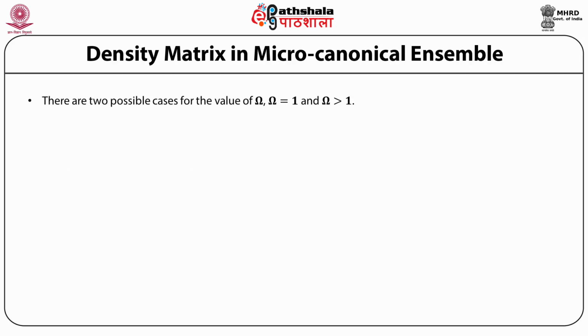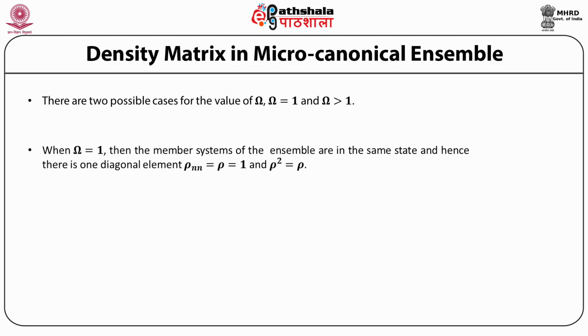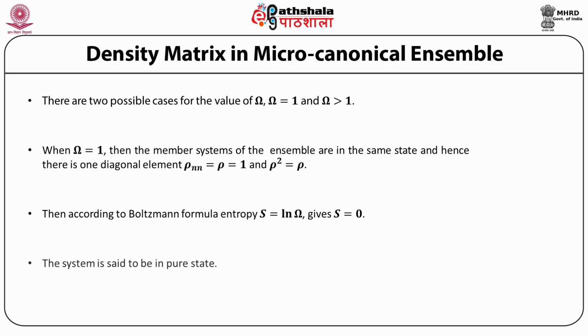There are two possible cases for the value of omega: omega equal to 1 and omega greater than 1. When omega is equal to 1, then the member systems of the ensemble are in the same state, and hence there is one diagonal element, rho nn equal to rho equal to 1, and rho squared is equal to rho. Then according to the Boltzmann formula, entropy S is equal to log of omega, which gives S equal to 0. The system in such a situation is said to be in a pure state.